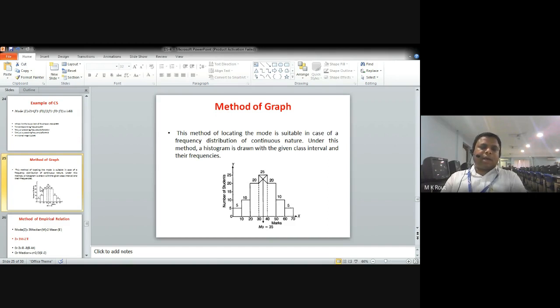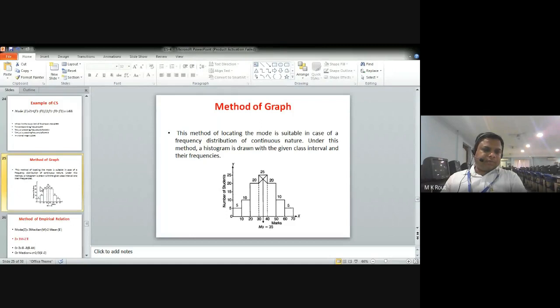After getting the mid value, it will appear in between 30 to 40. By the help of a scale, you can draw the mid value, and that should be 35. So this type of example is basically drawn through graph paper, and from that graph paper you have to identify the central line where the mode is located. That belongs to the method of graph.